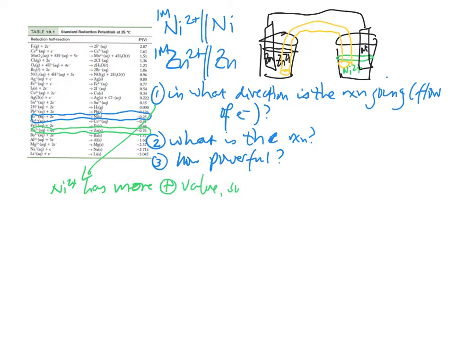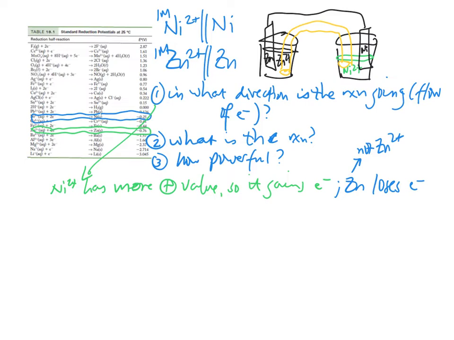So it's going to be the one that gains electrons. And that means that zinc is going to be the thing that loses electrons. And very importantly, that means that it's zinc, not zinc 2 plus, that loses electrons. Why is it not zinc 2 plus?